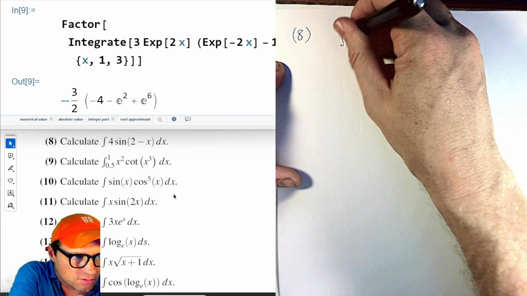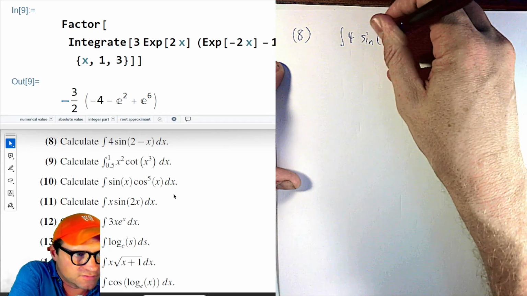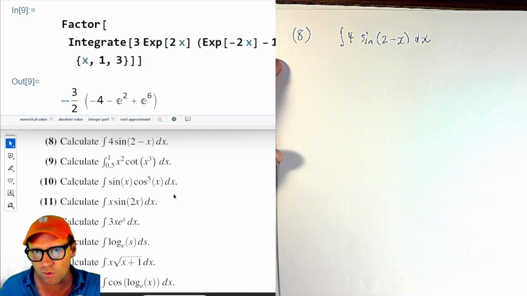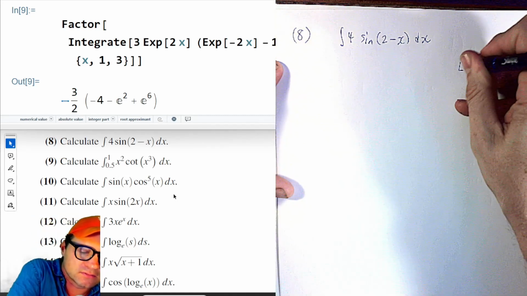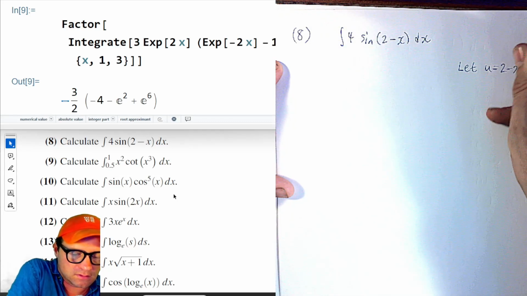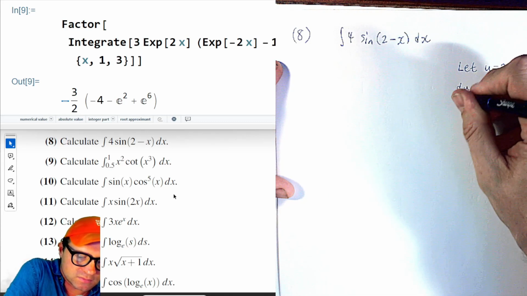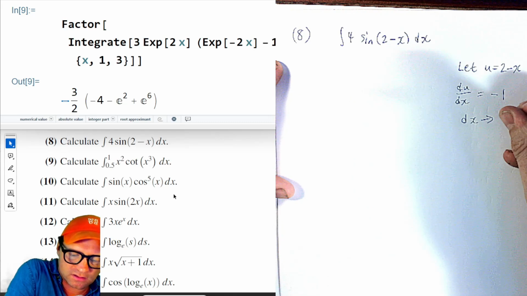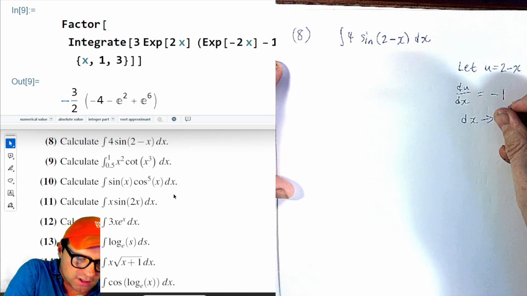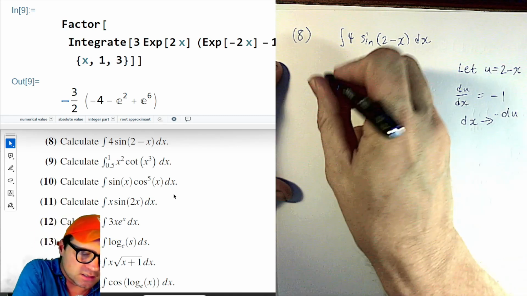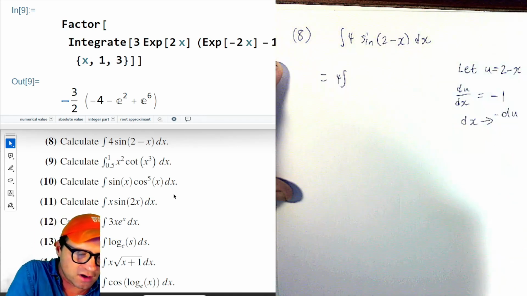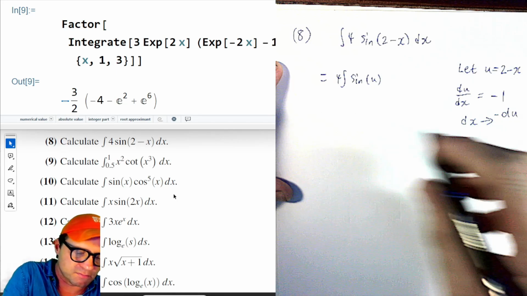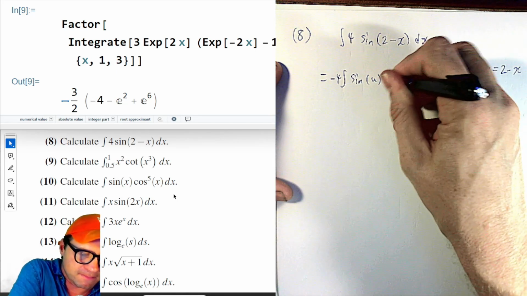Where we calculate the integral of 4 sine of 2 minus x with respect to x. Now, clearly here, you want to let u be equal to 2 minus x. Okay, differentiating, du on dx is just minus 1. So then we can replace dx with du over minus 1, or minus du. So let's go ahead and do this. Pull the 4 out the front. So we have sine of u, and then we're replacing dx with minus du. So let's put the minus out here.